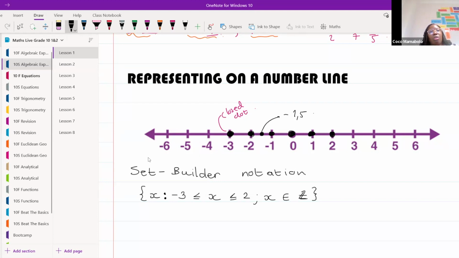Correct. Abu, well said. Good. Because we know that -1,5 is not an integer. Ketelo, beautifully said. Decimals are not integers.